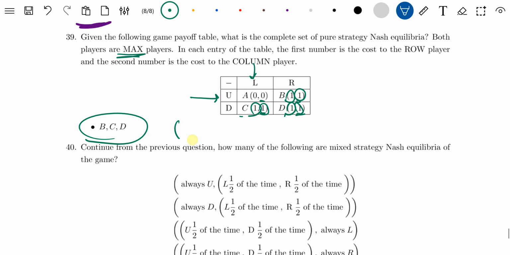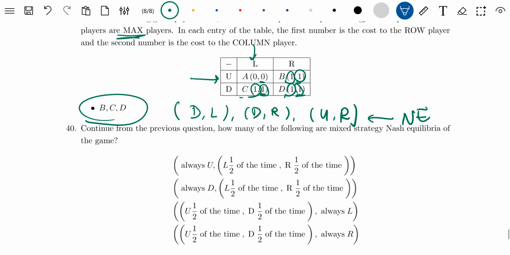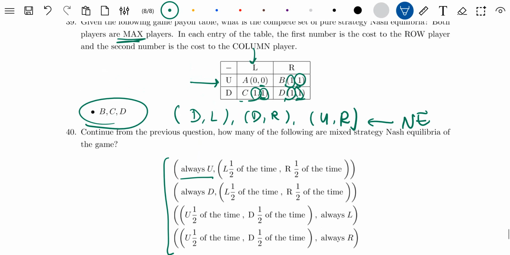So to write it out completely: D and L, D and R, and U and R. So all of them are pure strategy Nash equilibria. So now let's check which ones are mixed strategy Nash. As you can see here, it looks like half of it is mixed, so it's not both players mixing.